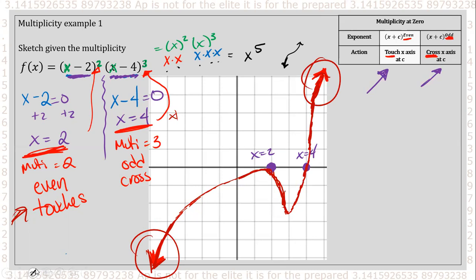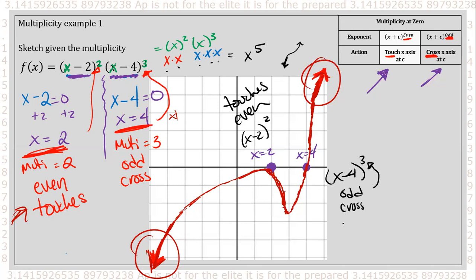Okay, so just to stamp this down, this was x minus 2, and it was to the second, so it was even, so that's why it touches. This right here was x minus 4 to the third. It was odd, right? The exponent was odd, so it crossed at x equals 4. So honestly, these aren't that bad. And this pretty much gives you a way of finding a sketch and finding the multiplicity. So that's what the multiplicity means.